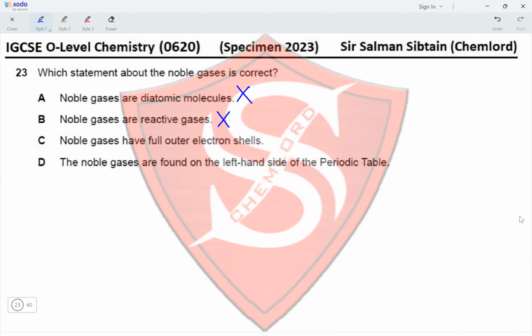Noble gases have full outer electron shells. Yes, they've got a complete octet, having a full outer electron shell, with 2 electrons for helium and 8 electrons for the rest. The noble gases are found on the left hand side of the periodic table. No, on the right hand side in group 8 or group 0. Therefore, the correct option for this question is option C.